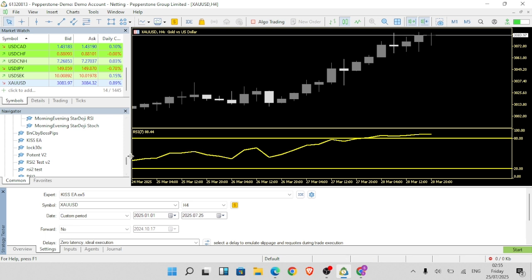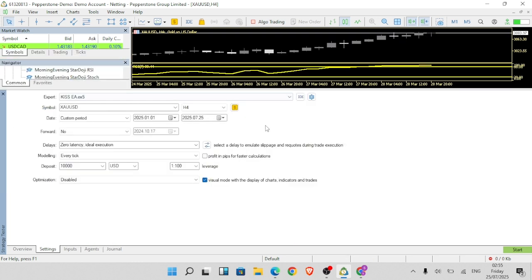So let's test the idea. We want to do this from the beginning of this year, from January to right now. Today is the 27th. We can use the first half of the year, but let's just test up to today, the 27th of July. My deposit is $10,000, on the 4-hour time frame. Optimization is disabled. Leverage is 1 to 100 because most brokers use that.